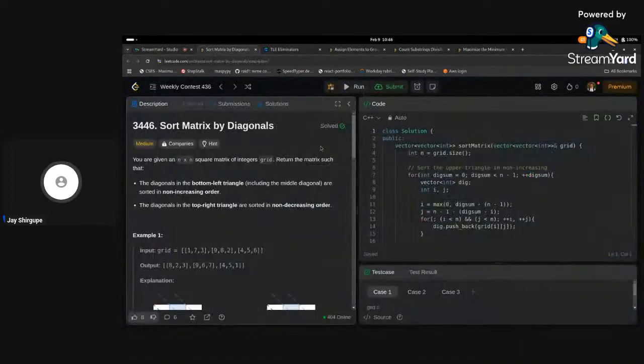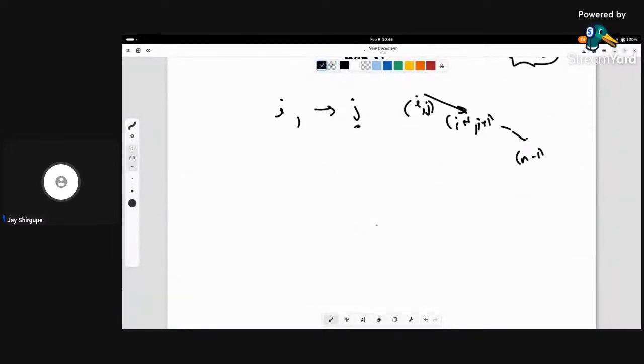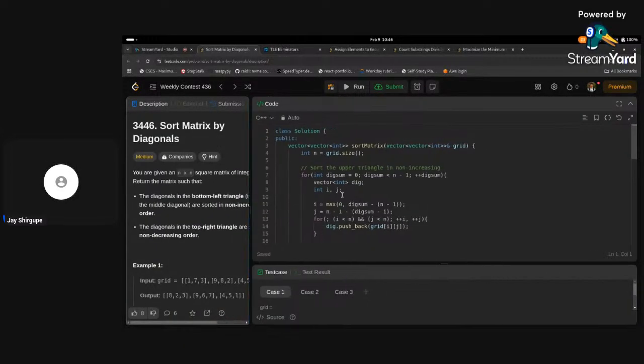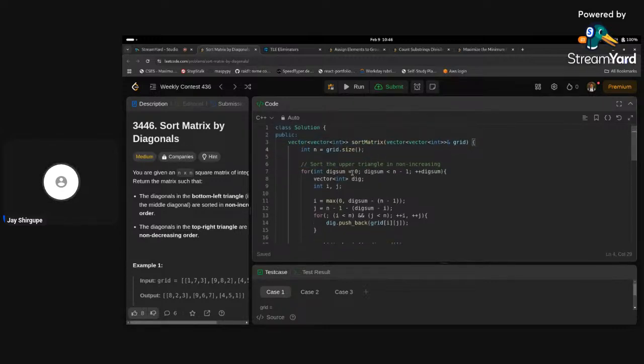All right, so that was the basic idea. The implementation details are a bit dependent on person to person, like how you implement this thing. So moving on, here is one implementation of this approach. Basically, we take the n, that is the size of the grid, the number of rows and number of columns.